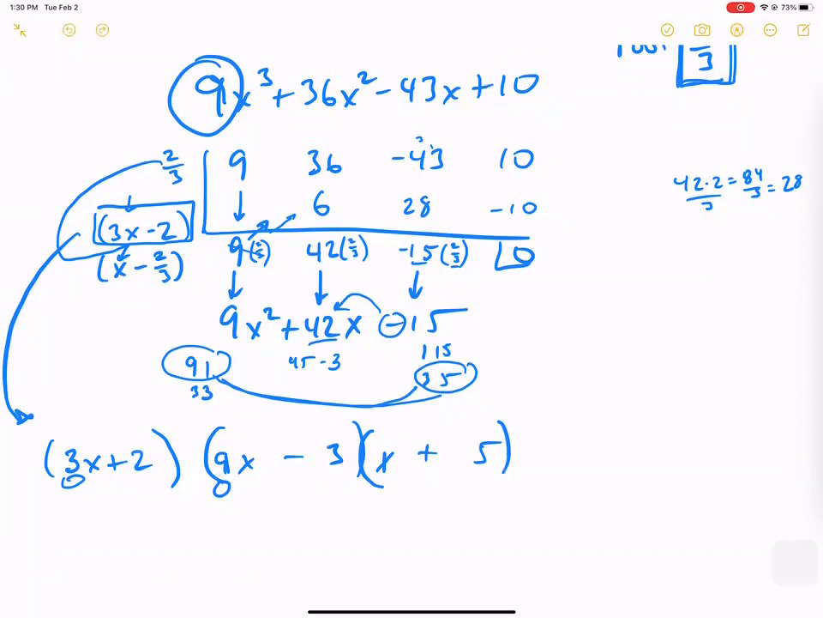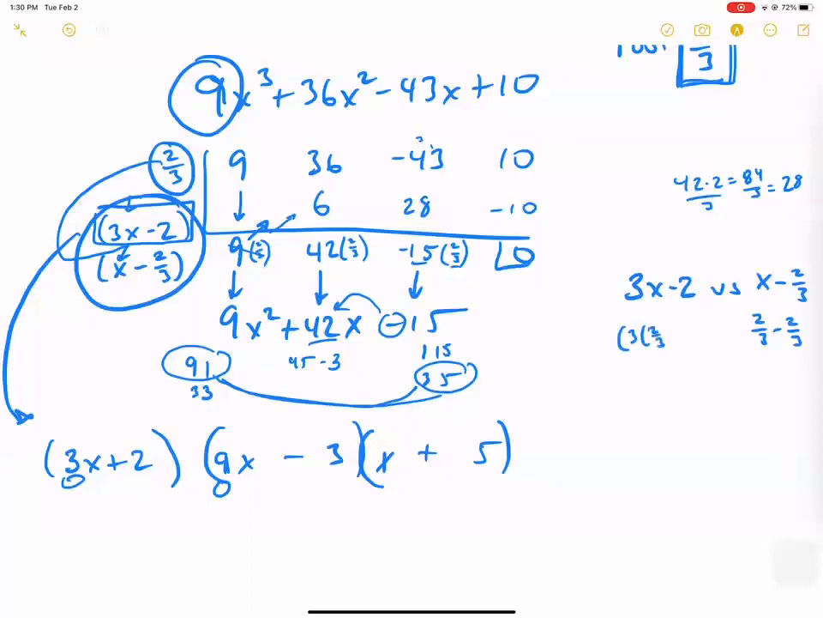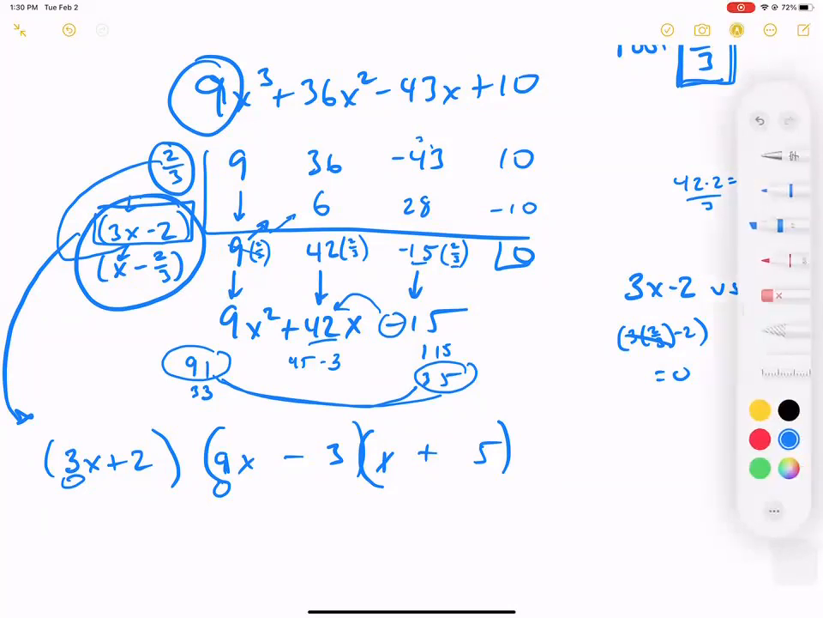So here is the problem with synthetic division. There is a flaw with synthetic division that we always have to be careful of. If we have an a value, and if you look here, remember how I wrote these two options? Let me ask you. 3x minus 2 versus x minus 2/3. Wouldn't 2/3 be the same answer for both? If I write 2/3 minus 2/3, that would be a 0. 3 times 2/3 minus 2 would also equal 0. 3's cancel out. 2 minus 2 is 0. So which one is my factor? Synthetic division thinks you are using this guy here.